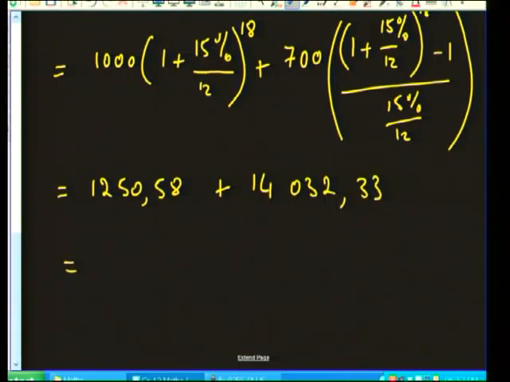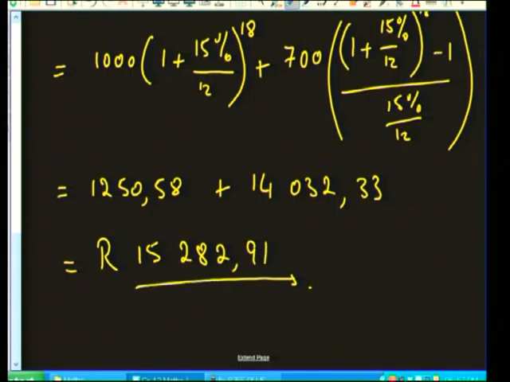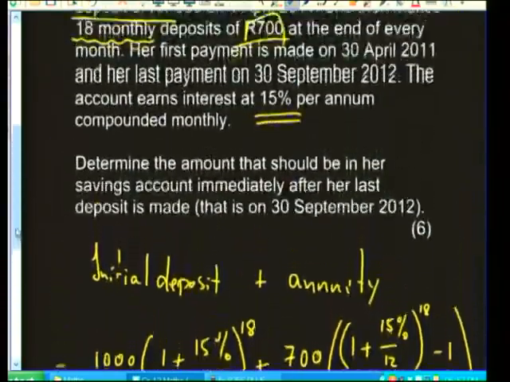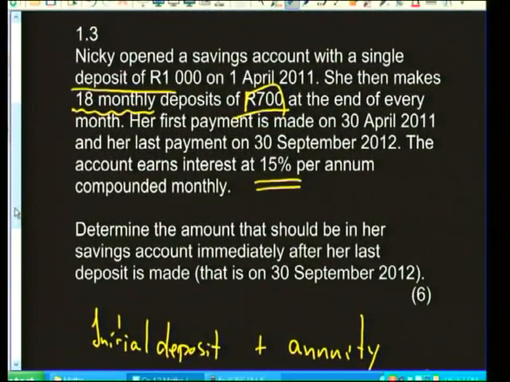Great. How much has she got at the end of the day? Add those two figures together. She'll have 15,282 Rand and 91 cents. Beautiful. Let's just go back. It was a single deposit. That's why we had an initial deposit. And then it was our 18 monthly deposits of 700 Rand each, which turned that into an annuity. Great. That's the end of the question. We're going to take a short break, and we'll see you again shortly.